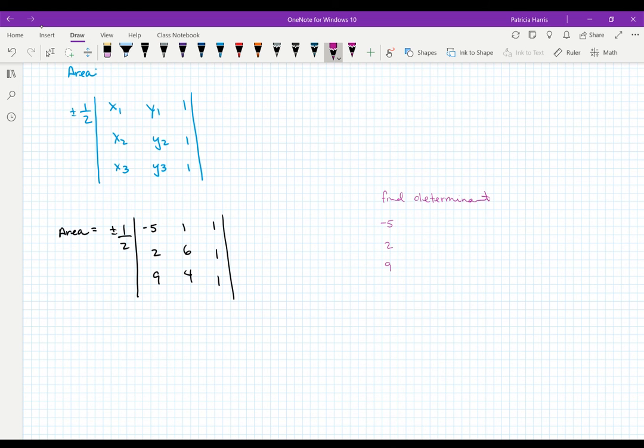So again, this is a 3x3. So we need to rewrite those first two columns. Okay, here we go. Major minus minor.